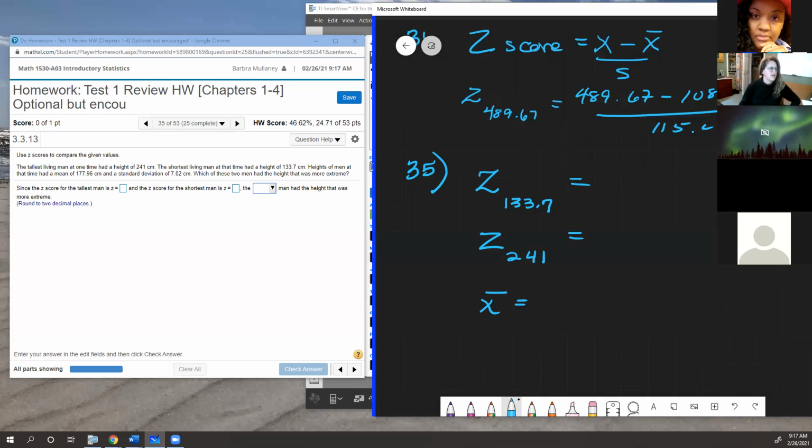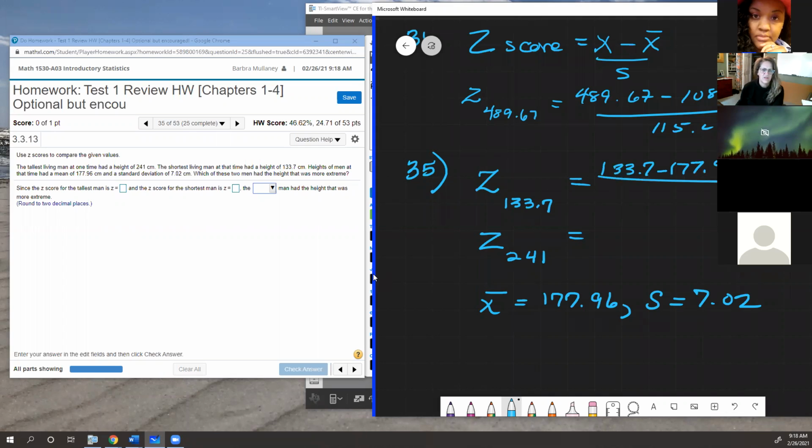let's see, what does it say? The mean is 177.96, and the standard deviation is 7.02, right? So we're going to see which of these scores is a little more extreme than the other, okay? So we have x minus x bar, so 133.7 minus 177.96 all over 7.02. And this one is 241 minus 177.96 over 7.02.